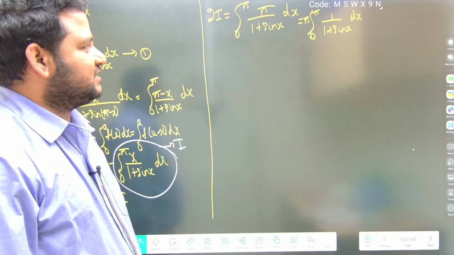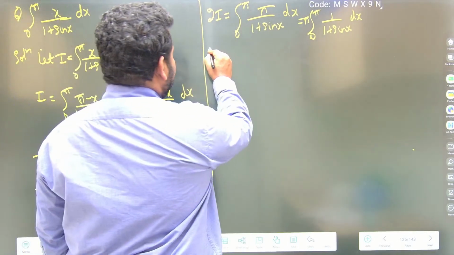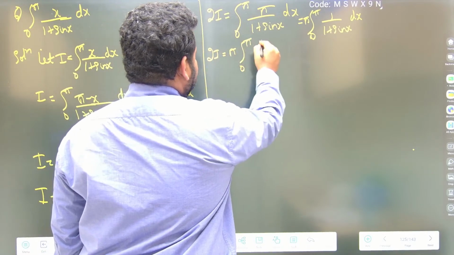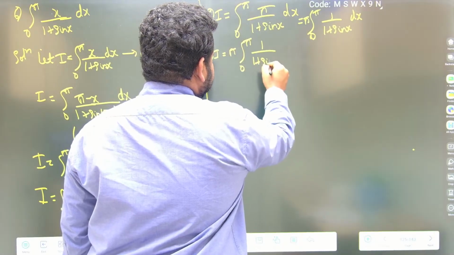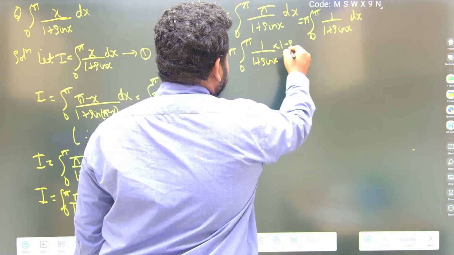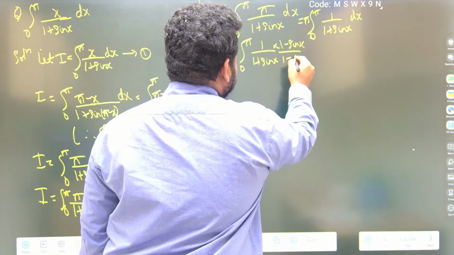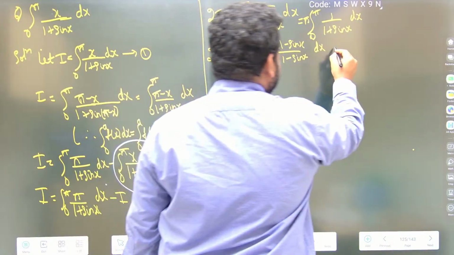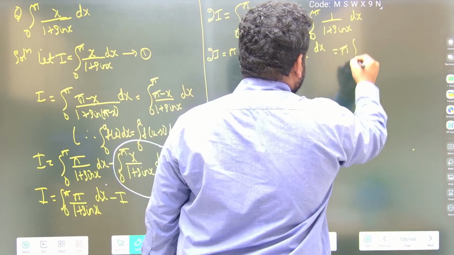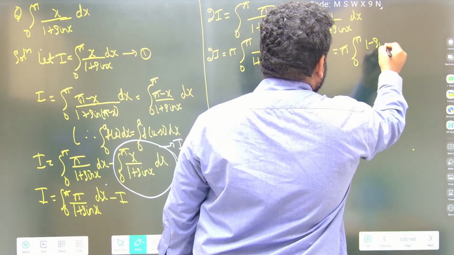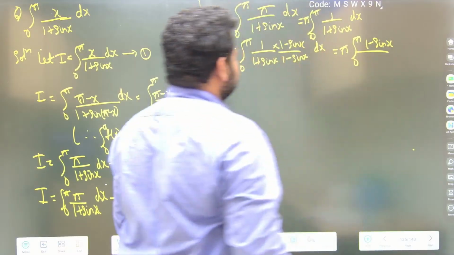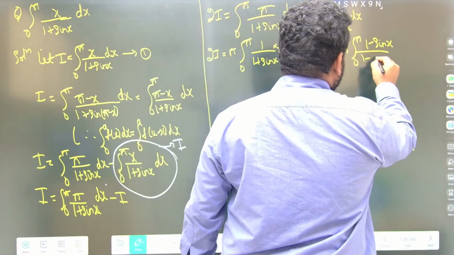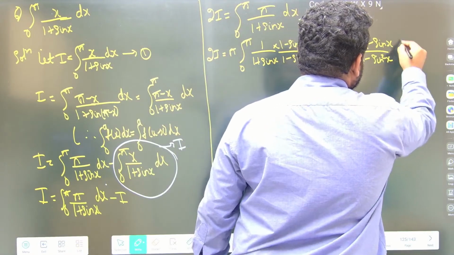Okay, 1 minus sin x by 1 minus sin x. So this will become what? 2I is equal to pi by pi into integral 0 to pi, 1 by 1 plus sin x into 1 minus sin x by 1 minus sin x dx. So this will be equal to what, friends? Let me take this as pi, 0 to pi, 1 minus sin x by, what is this I have? 1 plus sin x times 1 minus sin x, a plus b into a minus b. This is nothing but equal to 1 minus sin square x dx. This is what I have.